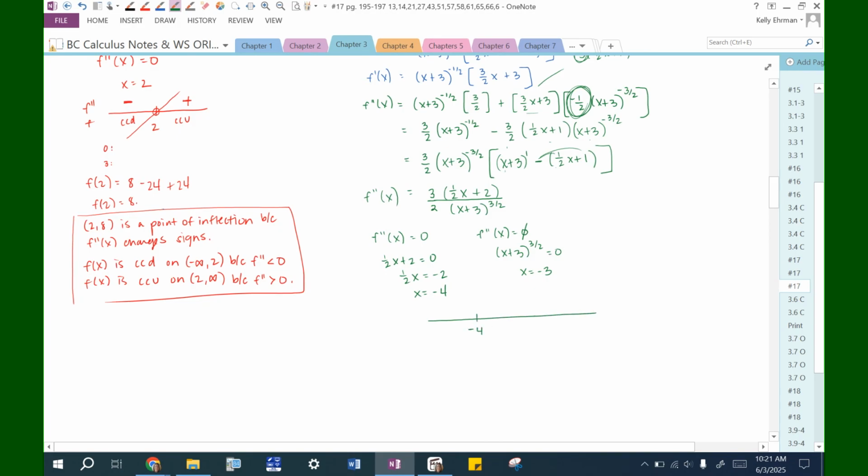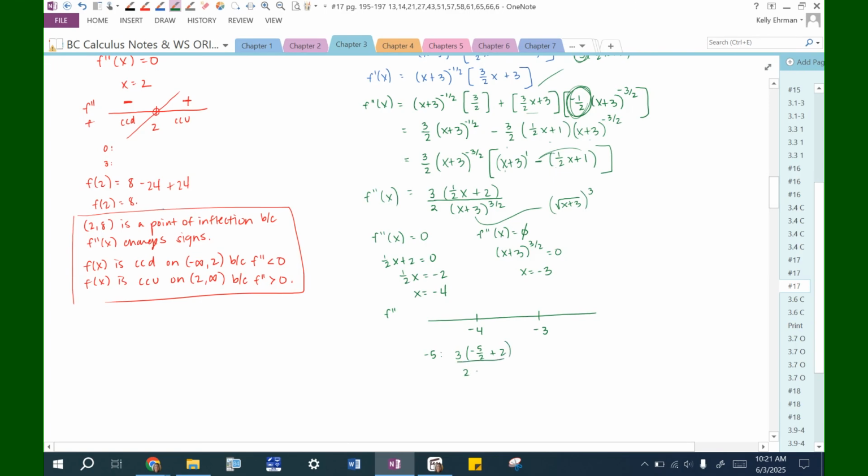Negative 4 needs to be to the left of negative 3. I'm definitely not graphing this f double prime. It's not just a nice little polynomial. So I am going to test numbers into this and see how it comes out. Now there is a domain restriction here because this is the square root of x plus 3 and then you're cubing it. So when I go to try to plug in negative 5, for example, I can plug it into the top just fine.